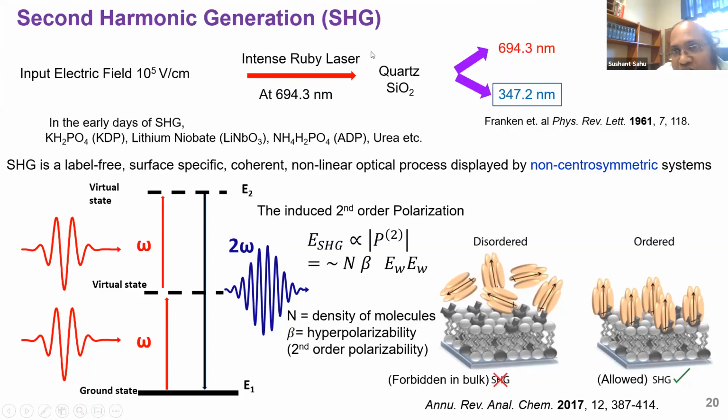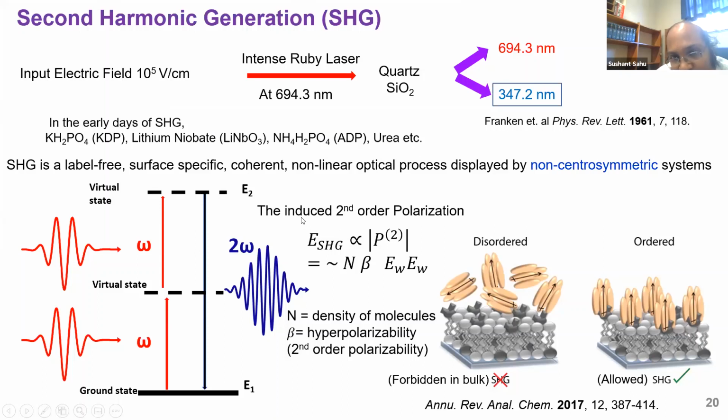Okay, so this was in the early 1960s, and later on it became very popular, where you can convert visible light into UV light with applications in lasers. Some of the early crystals used were potassium dihydrogen phosphate (KDP), lithium niobate, ammonium dihydrogen phosphate and urea, which were known to give a very strong second harmonic response.